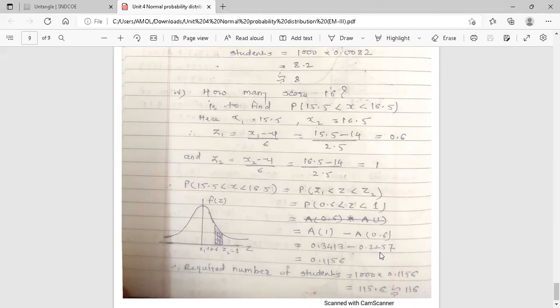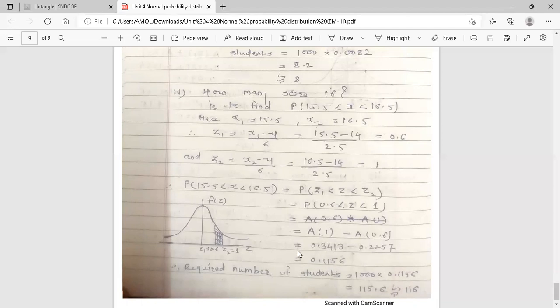From the above three sub questions, you know how to find the area from the normal distribution table. You see the table and find the area of 1.0 with a difference of 0, you get some value, and you subtract 0.5 from that value, which will be the area of 1. Similarly for the area of 0.6, you get some value, subtract 0.5, and then you get this area, 0.2257. If you subtract these two areas, the answer is 0.1156.